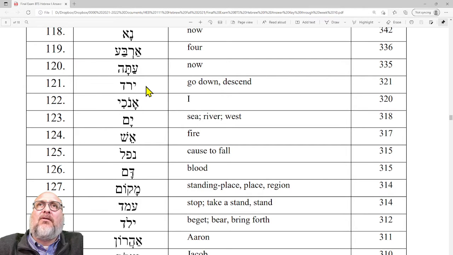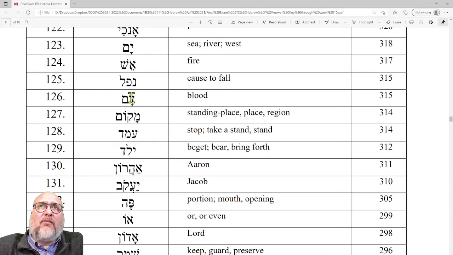When we go through Yarad, to go down, the Jordan River is related to this word. It goes down from the north. Anoki, that's our word I. Yam, we may have already had that word in Genesis 1. Into the collections of waters he called Yamim. If not, Yam Suf, the Red Sea, Reed Sea, we probably talked about that. Aish is fire. Nafal, easy, because it sounds like fall. The Nephilim are the fallen ones.